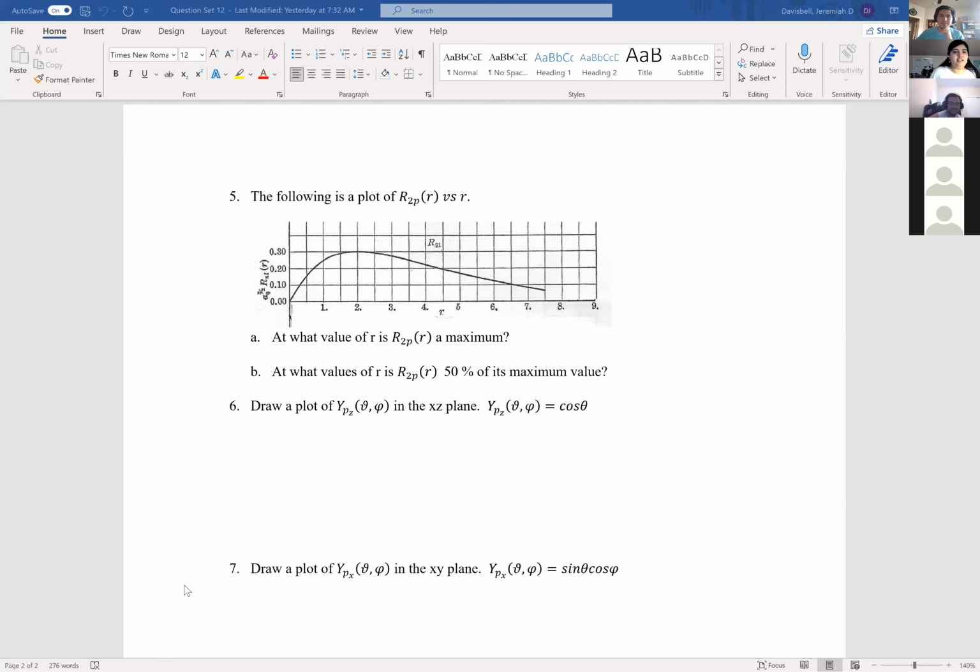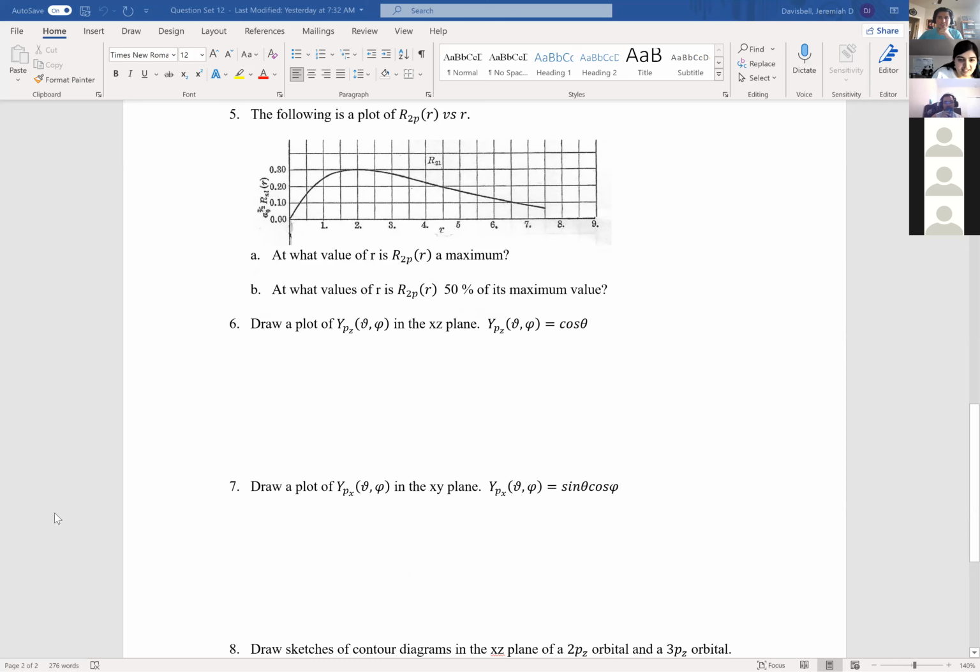Okay, so it's going to be... This is the XZ plane, right? So this is X, this is Z. And then your cosine theta function of this is going to be a sphere this way and a sphere that way. And I'm about 97% sure this is the positive end and this is the negative end. And that's the max, I think.